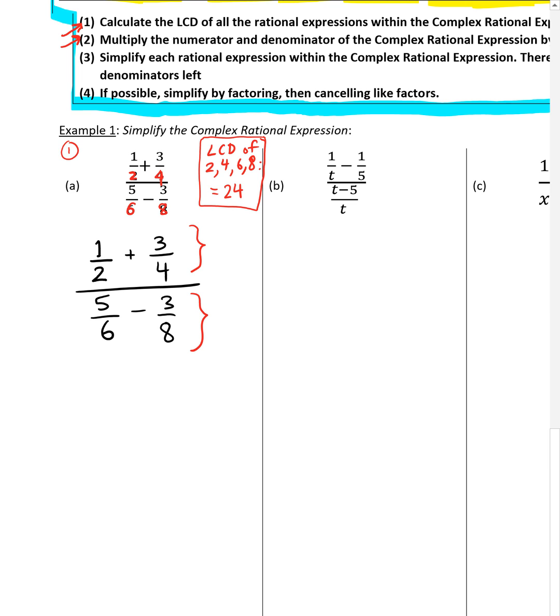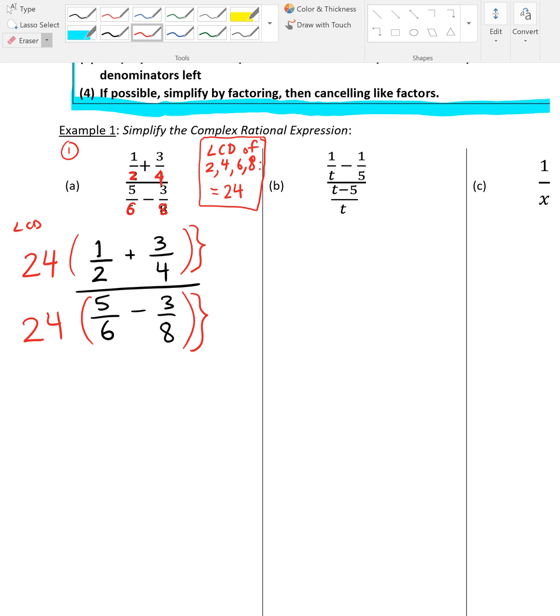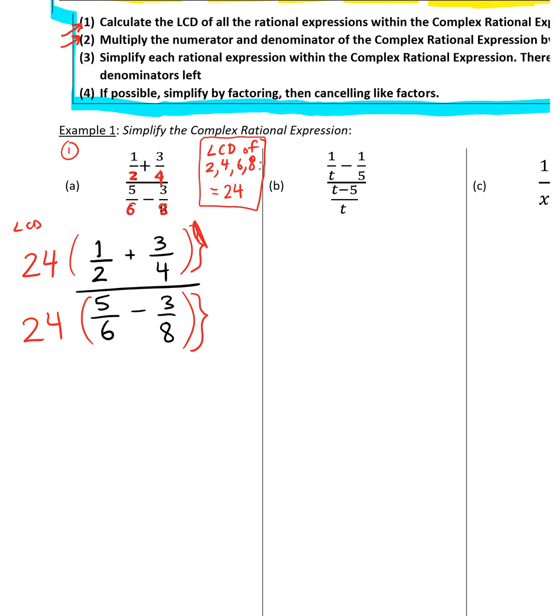So really what they're saying is take 24, your LCD, and multiply it by that entire numerator, and multiply it by that entire denominator. It's kind of confusing because you're using the LCD to do something. We'll see what it does later, but you're not really using it to get a common denominator. This LCD is going to get rid of all the little fractions. So it's like a tool. You usually use the LCD as a tool to get a common denominator, but we're actually using it to get rid of denominators. So that's the confusing part.